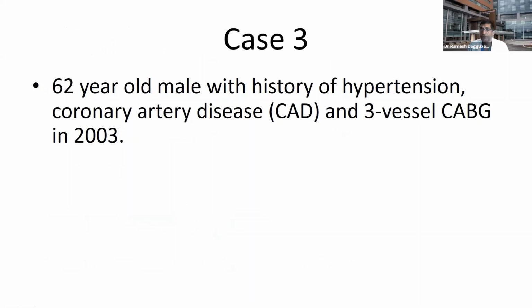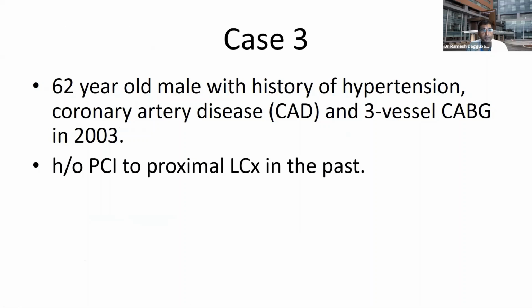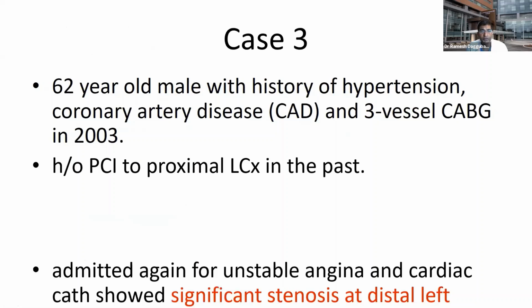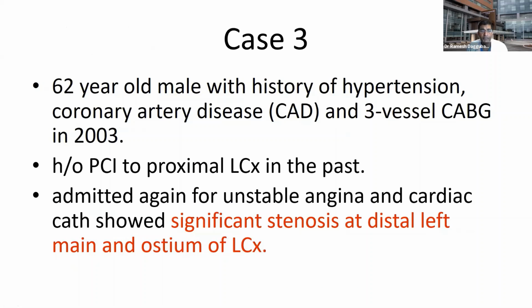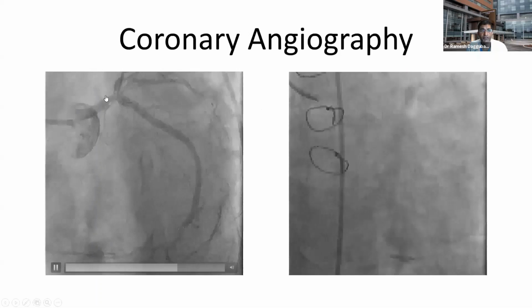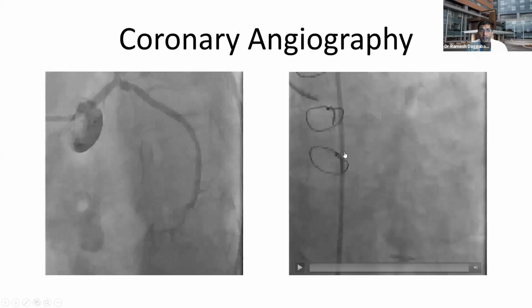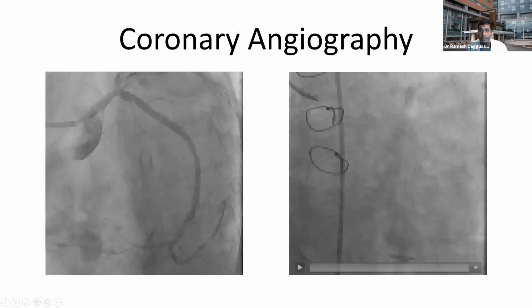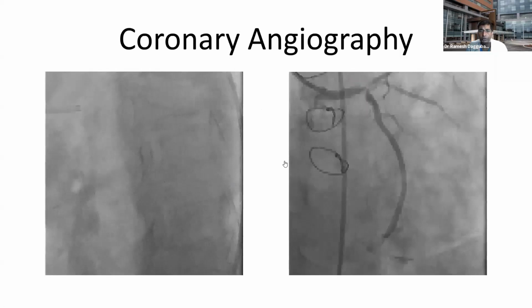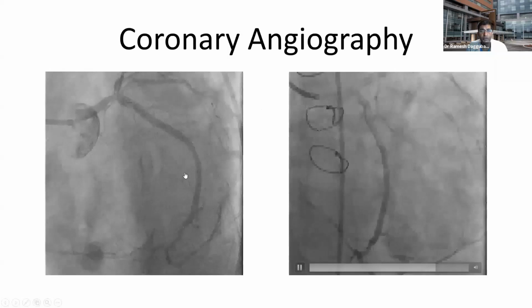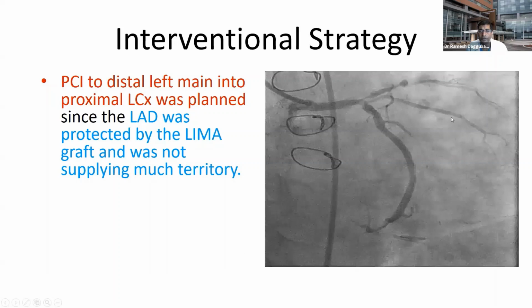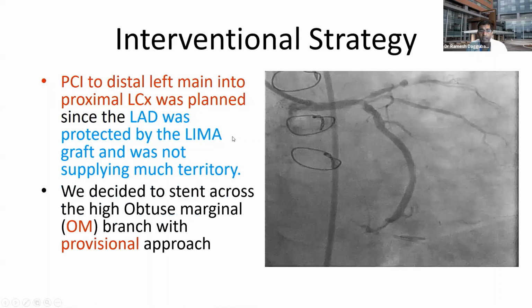So let's quickly look at one more patient, a 62-year-old male with previous bypass surgery in 2003 who had a PCI prior to this procedure, and 4 months afterwards he came with unstable angina, and cardiac cath showed a significant left main to ostial circumflex restenosis. And as you can see here, that's the restenosis. This is the protected left main PCI, and Lima to LAD is patent, and OM1 has some disease. So we thought, okay, just a single stent crossover protecting the OM1 branch would be enough, and that was the interventional strategy in this patient.